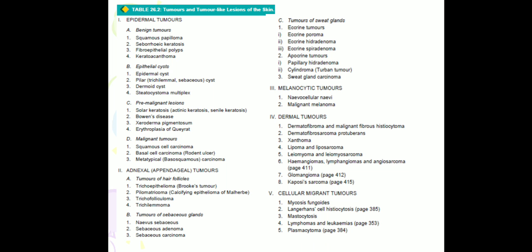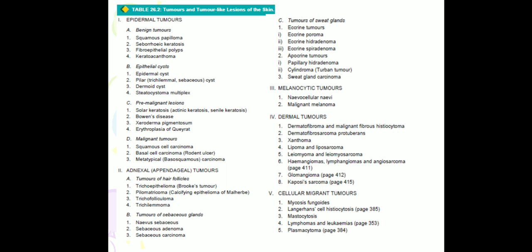Important malignant tumors are squamous cell carcinoma, basal cell carcinoma, that is also called rodent ulcer, and basosquamous carcinoma. Another important malignant tumor is malignant melanoma. Then you have adnexal tumors, tumors of hair follicles, tumors of sebaceous gland, tumors of sweat glands. In melanocytic tumor, most important is malignant melanoma.